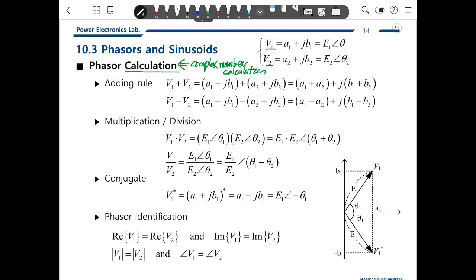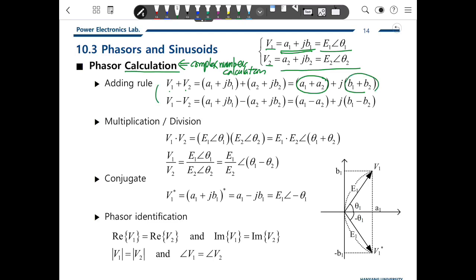For example, V1 and V2 are Phasors. That means they are complex numbers, so they can be expressed in polar form or rectangular form. The adding law is very simple. When you add two different complex numbers, the real terms are added together, and the imaginary terms are added together.